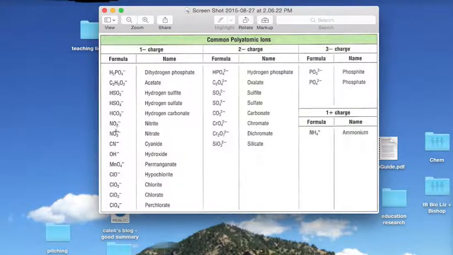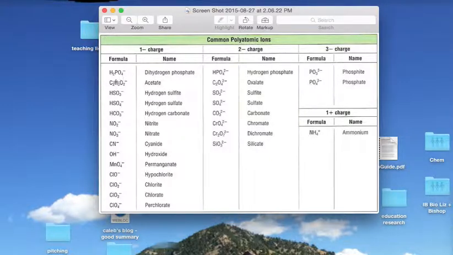So if you take a look at this chart, all of these are many atoms put together. They're strung together like a big chunk of atoms stuck together. They always move together. And they're charged overall. So this polyatomic ion is charged negative 1.